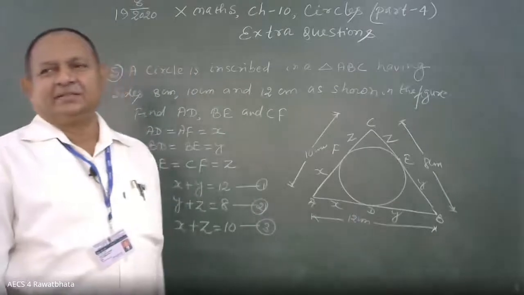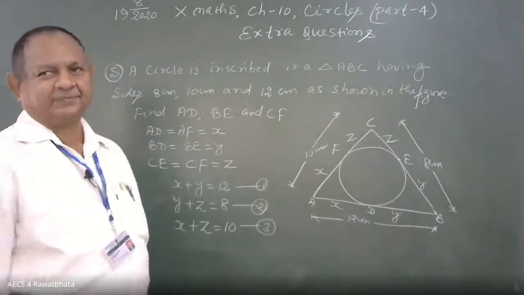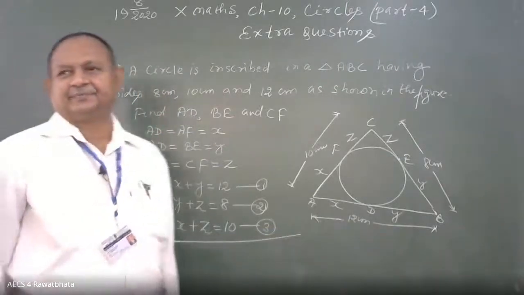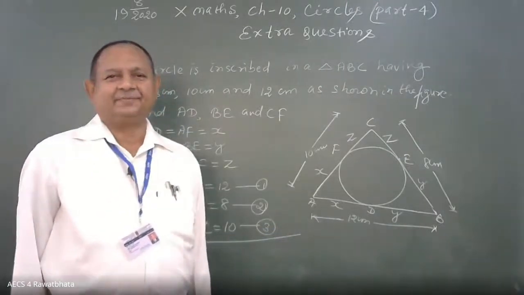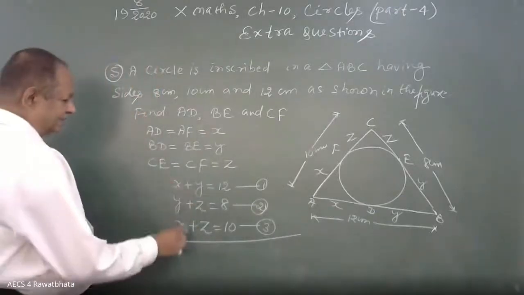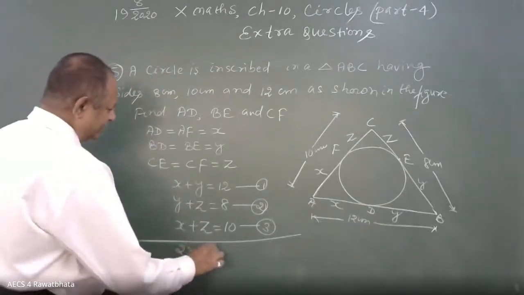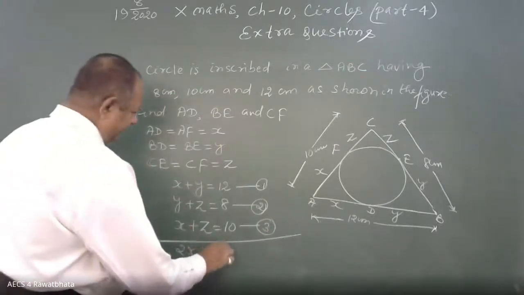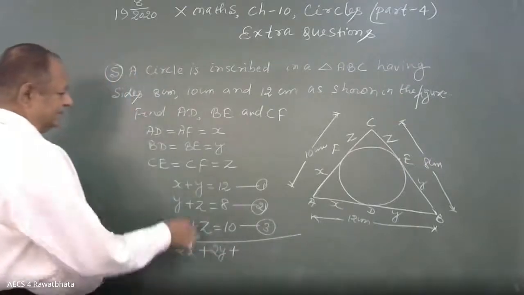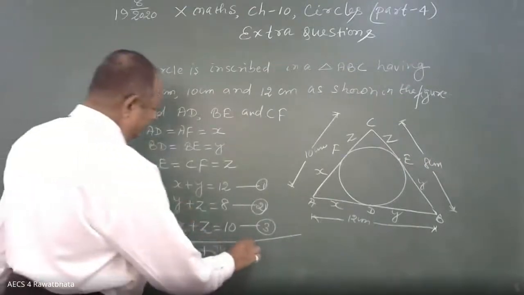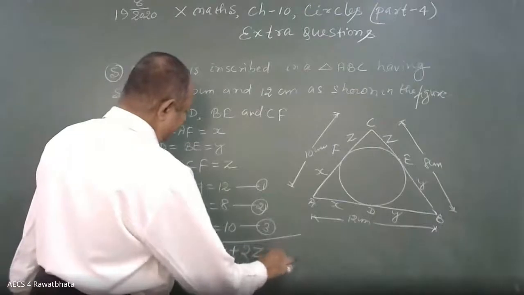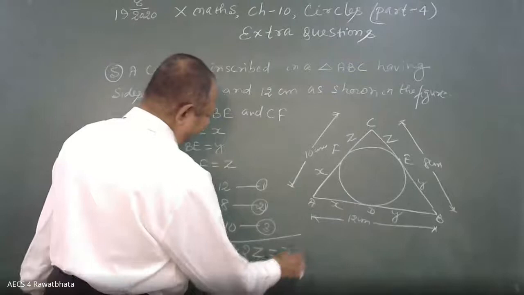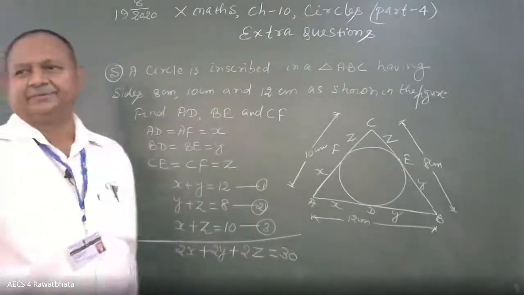Now add these three equations. Adding equations 1, 2 and 3, we get x plus x, that is 2x, plus y plus y, 2y, plus z plus z, 2z, equals 12 plus 8, 20, plus 10, 30, right?